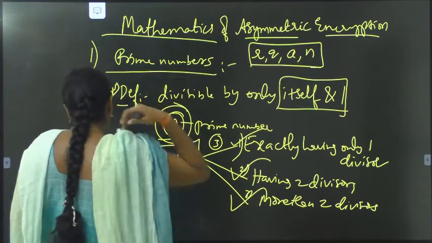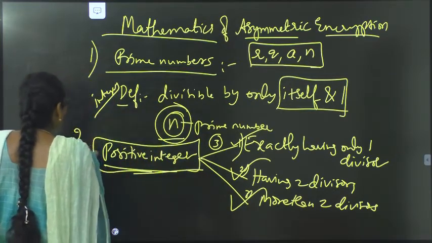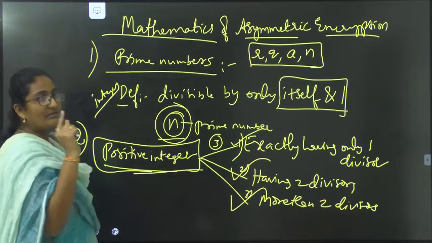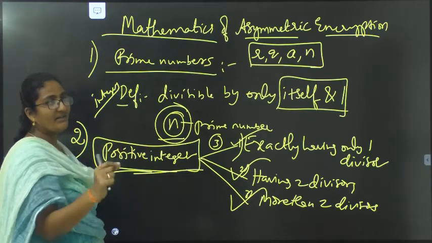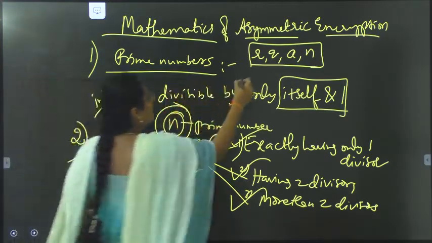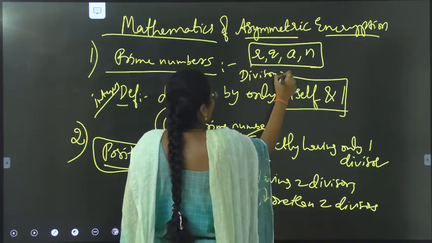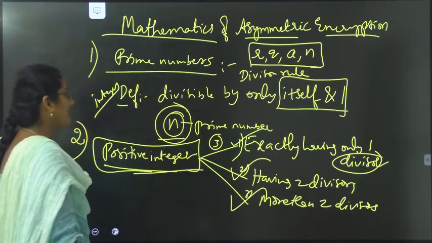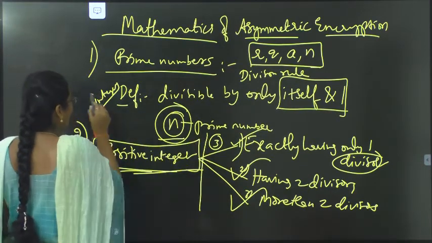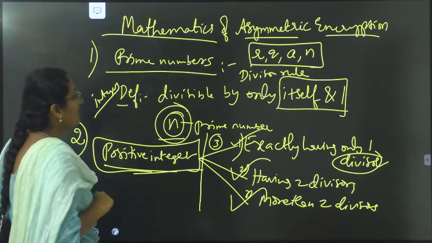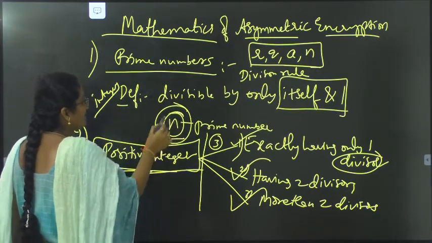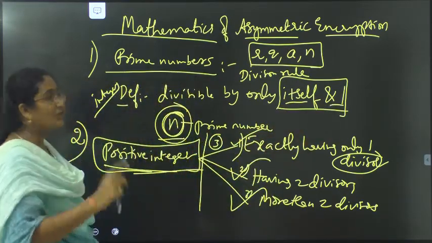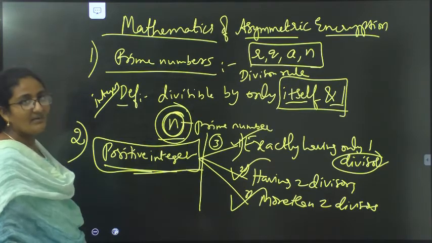Now, what is the second point in mathematics of asymmetric encryption? Into how many types the numbers are divided. While discussing the mathematics of symmetric encryption in unit 2, you already know the division rule and what a divisor is. So the first point is all the positive integers are divided into 3 types. The second point is prime numbers. If n is considered a prime number, it should be divisible by itself and 1. These are the first two points in mathematics of asymmetric encryption.